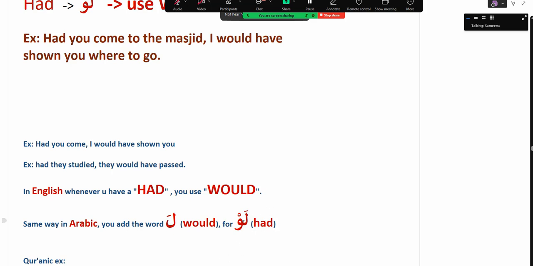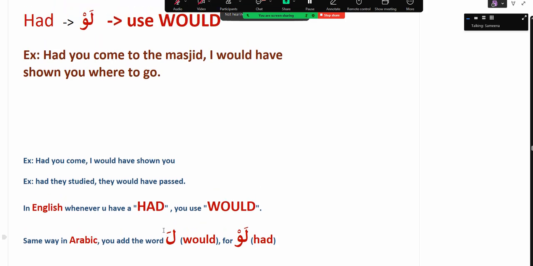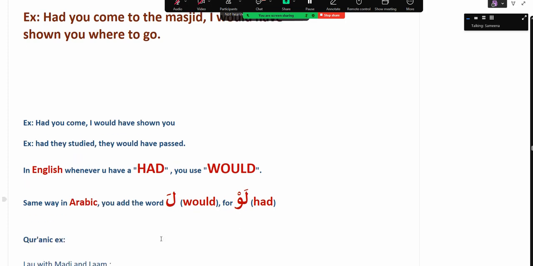So whenever you have a law in the sentence, it is followed by a lam with a fatha. Like in English, we have "had you come, I would have shown you." Whenever you have a "had," you use a "would." Same way in Arabic, whenever you have a law, there is a lam with a fatha.